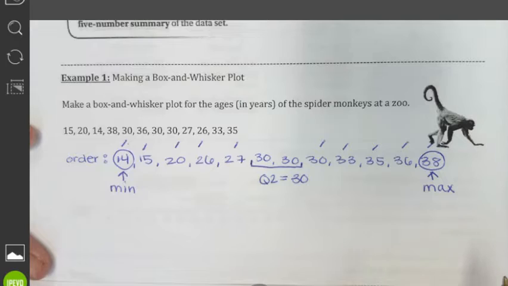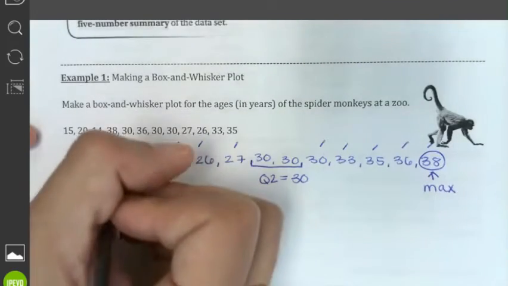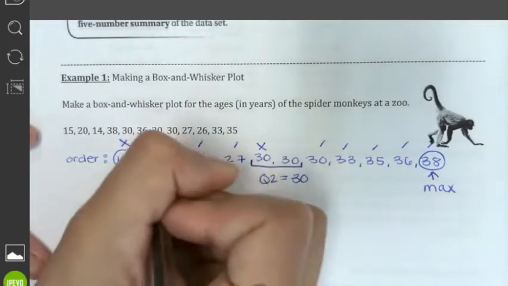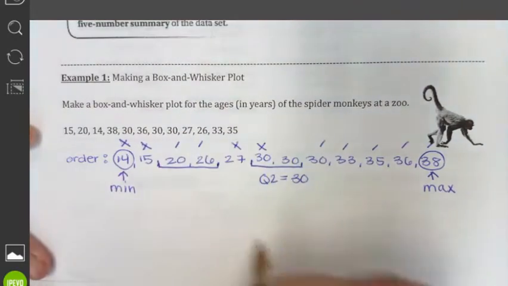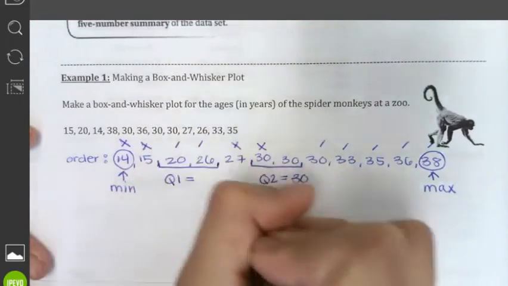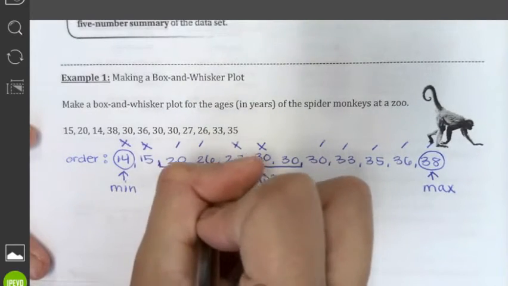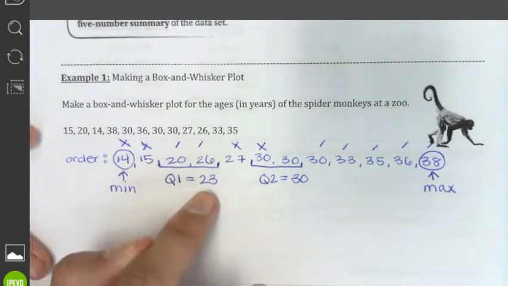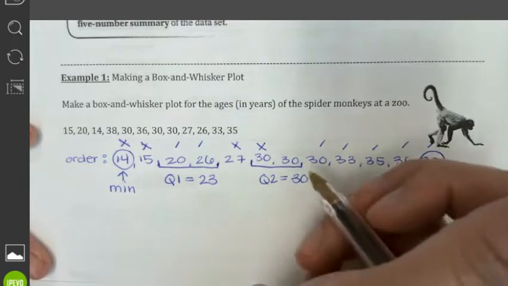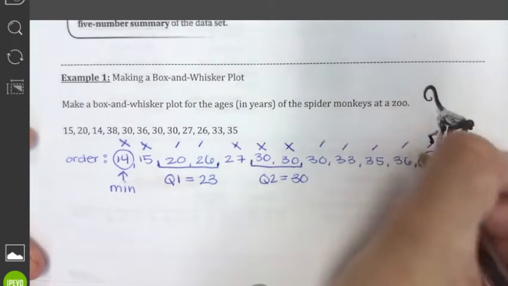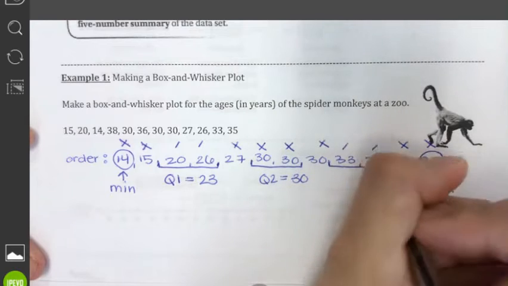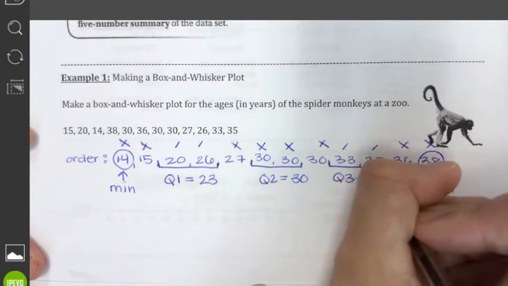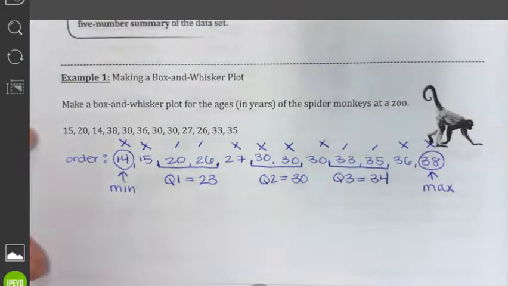Now we need to figure out our quartile 1 and quartile 3. And that means that our quartile 1 is going to be in between 20 and 26, which is 23. Again, you can add those together and divide by 2 to get that number. And then quartile 3. Now our number is going to be in between 33 and 35, which is 34. And again, add those together, divide by 2 to get that answer.